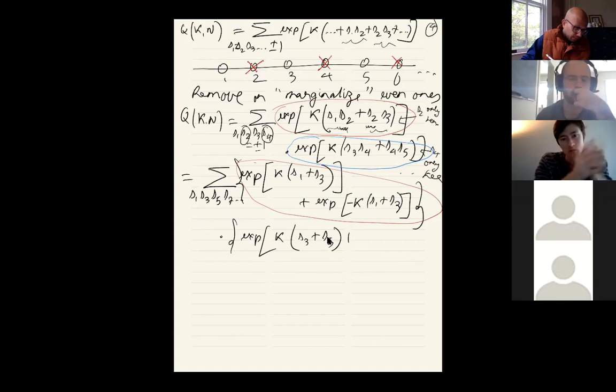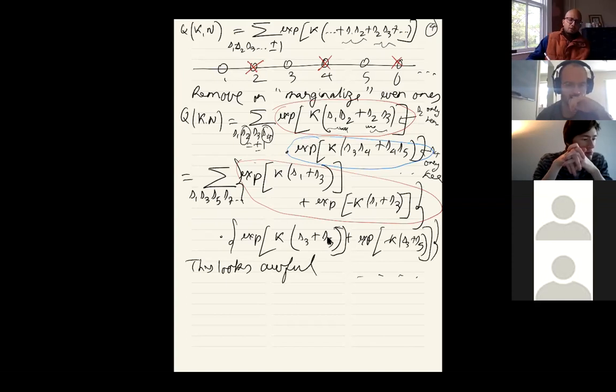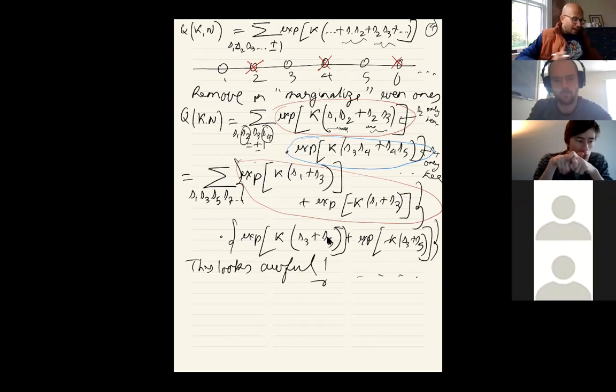And exp of k s3 plus s5 plus exp of minus k s3 plus s5 and so on and so forth. So this looks awful. This partition function looks awful. It's nothing like the simple partition function for the ideal model that we started with. But now the idea is that if we could take exp, but it has a general form.